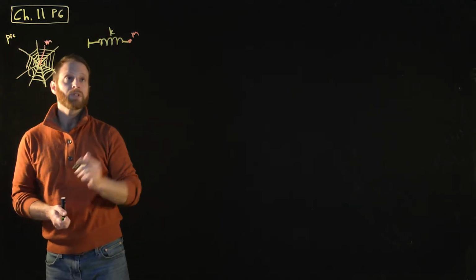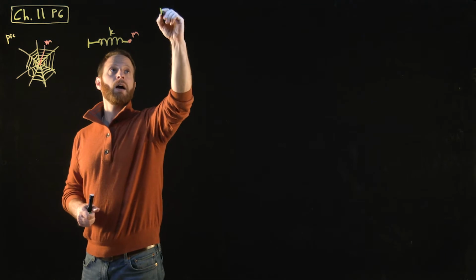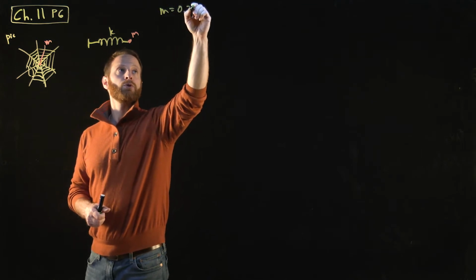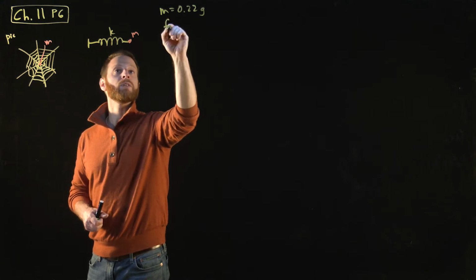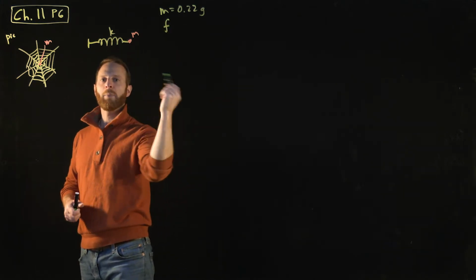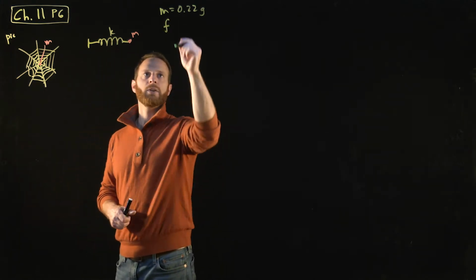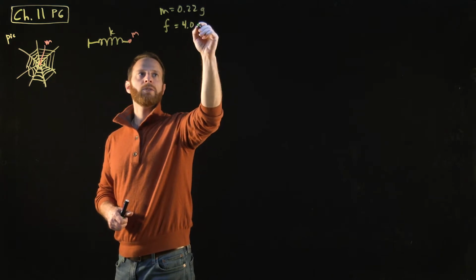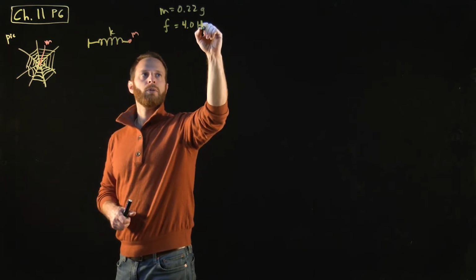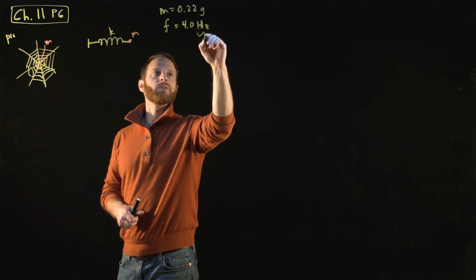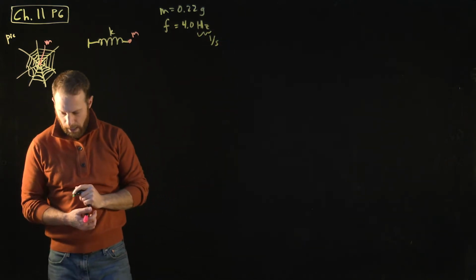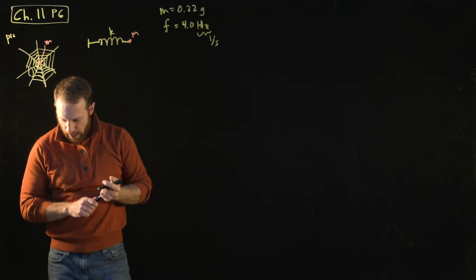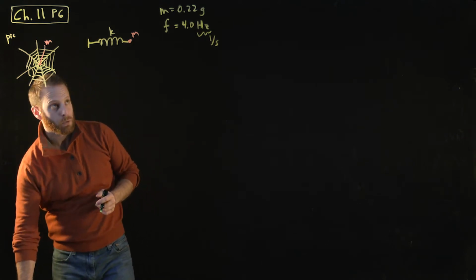All right, and we're told some information. We're told that the mass of the fly is 0.22 grams, and we're told something else. We're told that the frequency of oscillation, that is to say, how many oscillations per second this thing undergoes, is 4.0 hertz. And remember, 1 hertz is the same as 1 per second. Okay, we want to know in part A, what is the effective spring constant for the web?